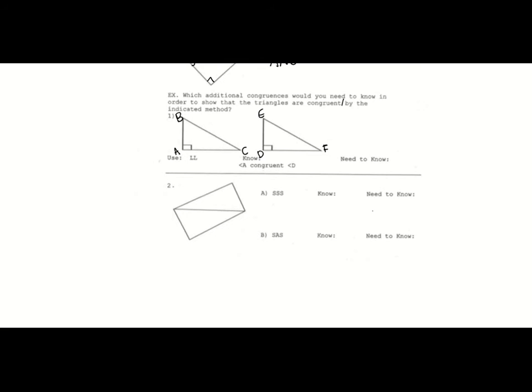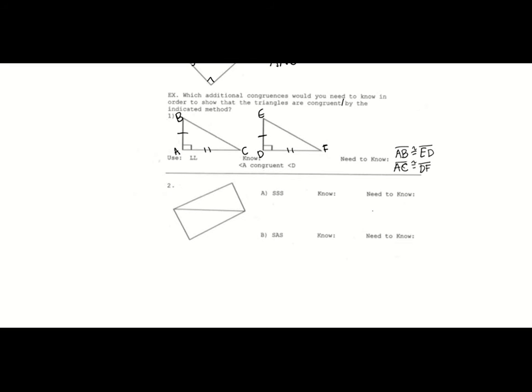Well, if I need to know both legs are congruent, I would need to know that AB was congruent to ED, and AC is congruent to DF. That would show me that my two legs on that side are congruent, and my two legs on the base of my triangle are congruent. That is the information I need to know.